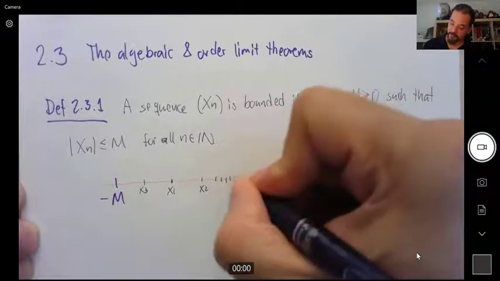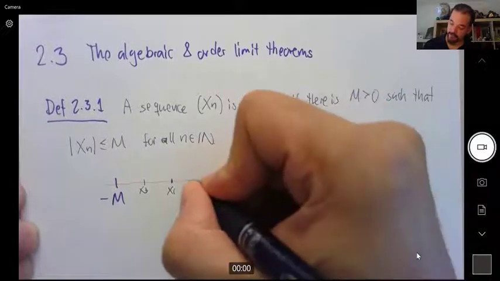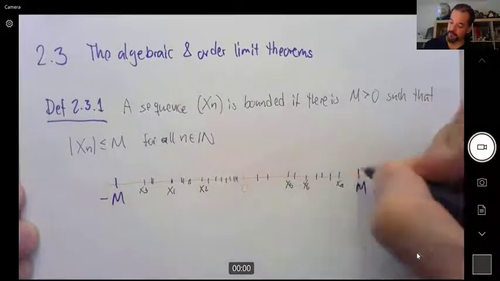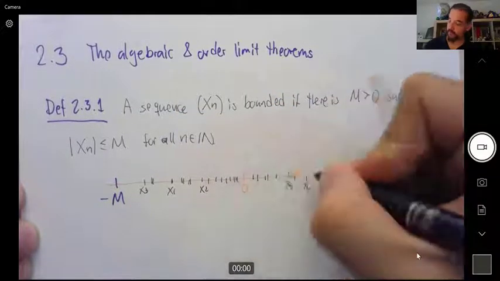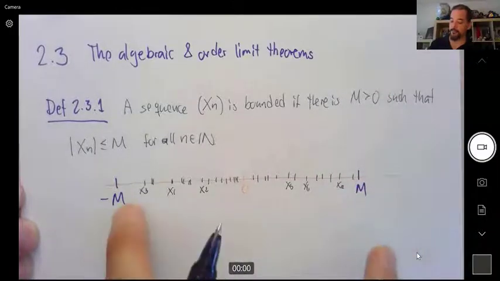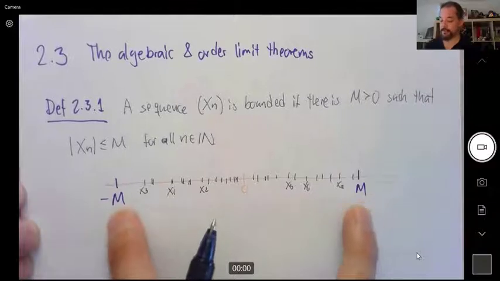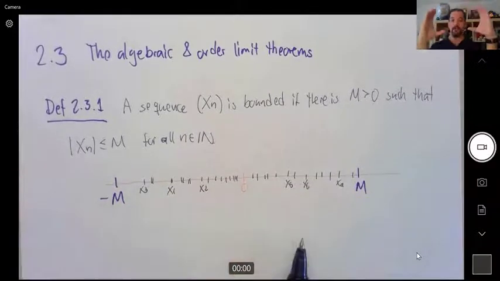Those other ones here, I don't know what the sequence does. I don't know if it's convergent or not. I have no idea, right? But if all the elements of the sequence are between negative M and M, we call it bounded. And this is the bound, right? This is the way you can box it. Everything is between negative M and M. A sequence that is not bounded means it becomes larger and larger, either positive or negative, right?